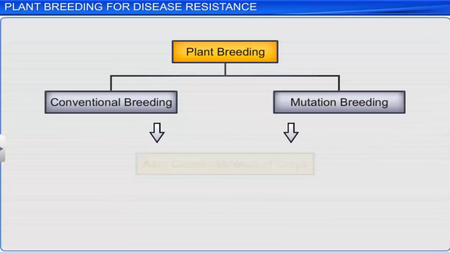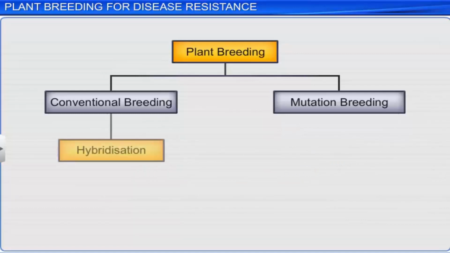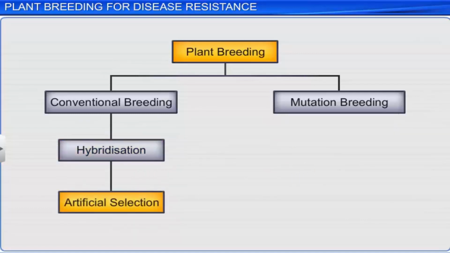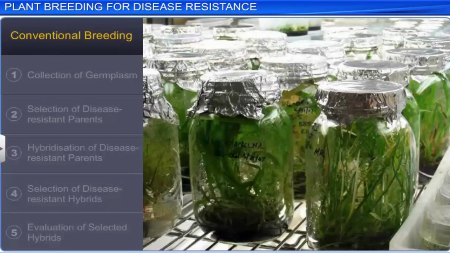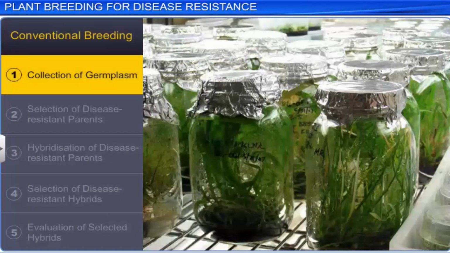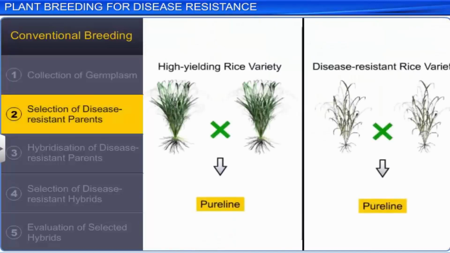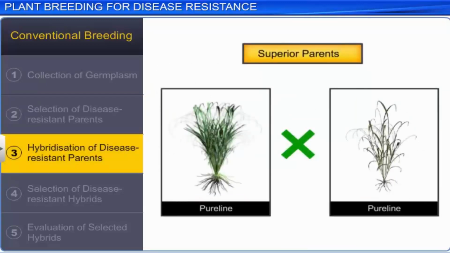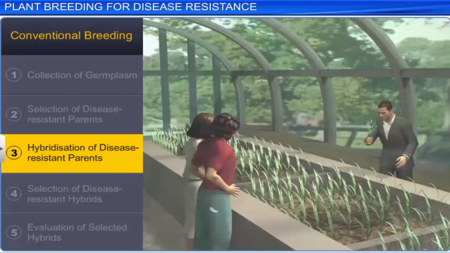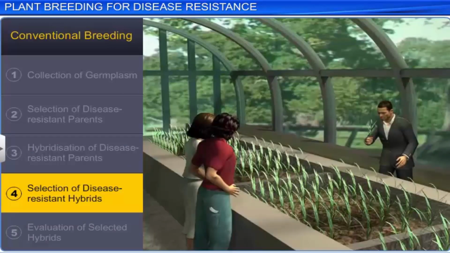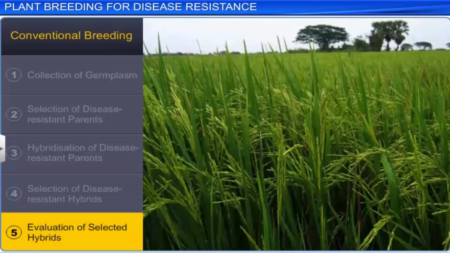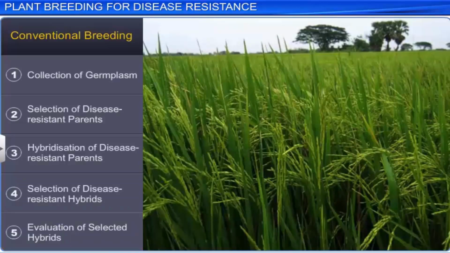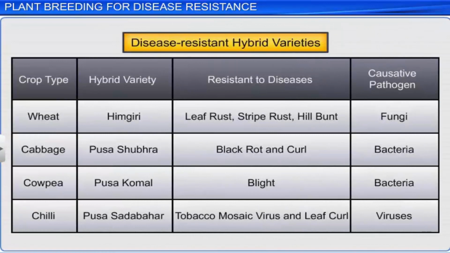Conventional breeding involves hybridization and artificial selection. It involves several steps that include collection of germplasm, selection of disease-resistant parents from germplasm, hybridization of the disease-resistant parents, selection of disease-resistant hybrids, and evaluation of the selected hybrids. There are many disease-resistant hybrid varieties of different crops developed through conventional breeding. Let's take a look at some of them.